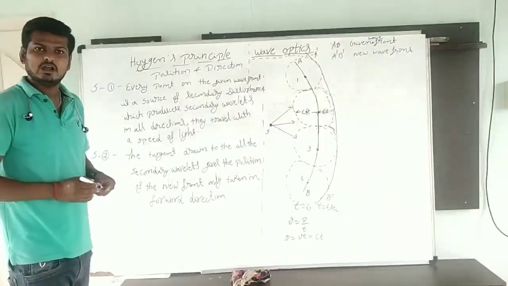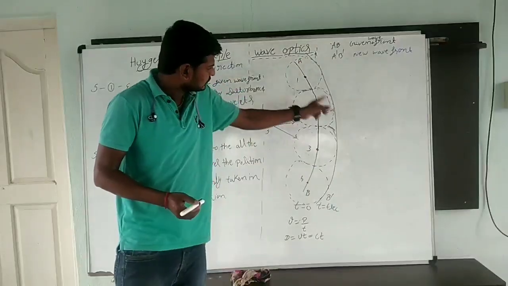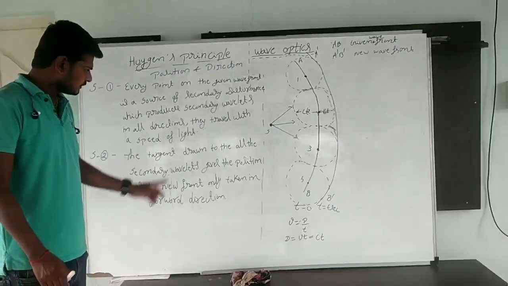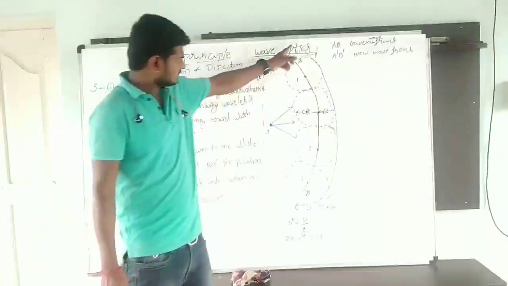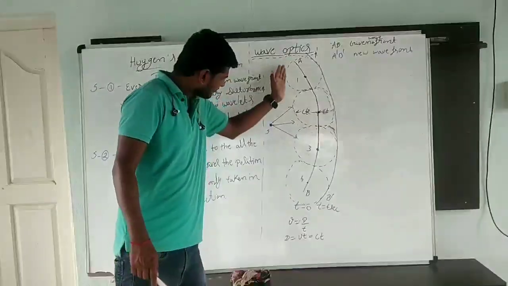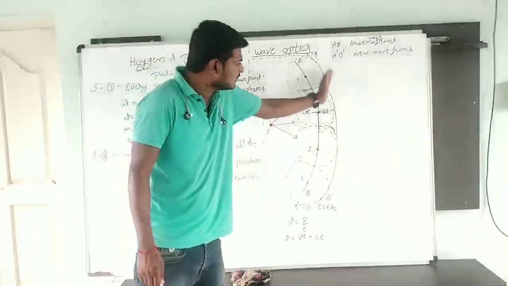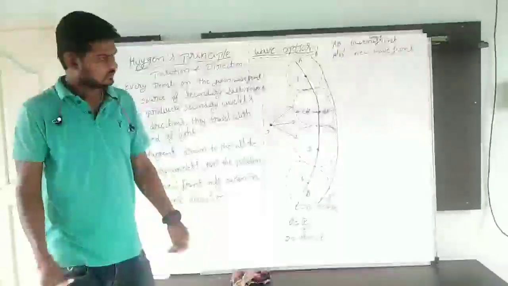a secondary wavelet in all directions. That's why I am going to take 1, 2, 3, 4. They produce secondary wavelets in all directions. The tangent drawn to all the secondary wavelets gives the position of the new wavefront, only in the forward direction. This is the forward direction. I am not going to draw the tangent this way or this side. I am going to take only the forward direction. This is the new wavefront.